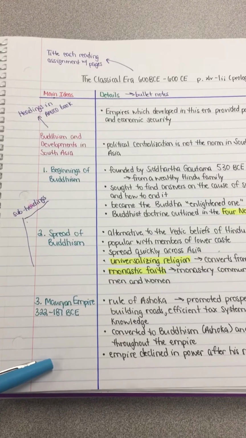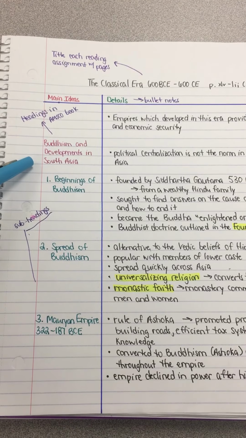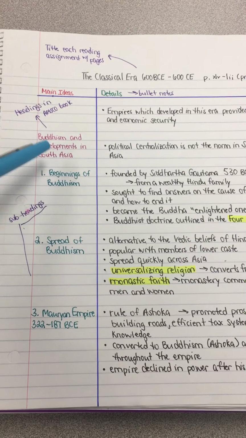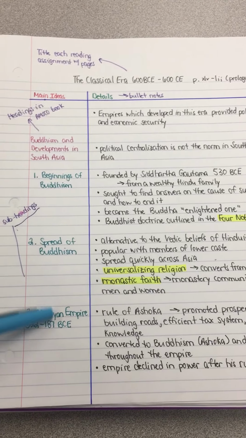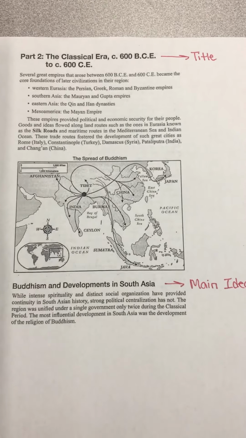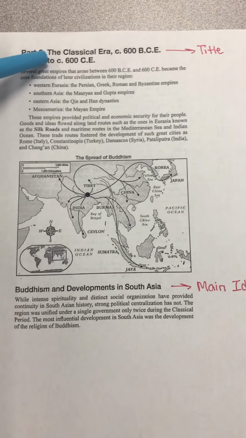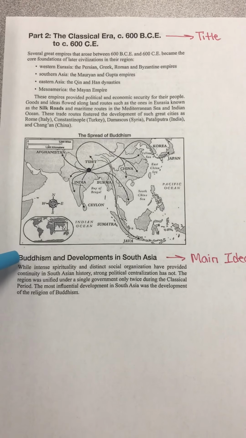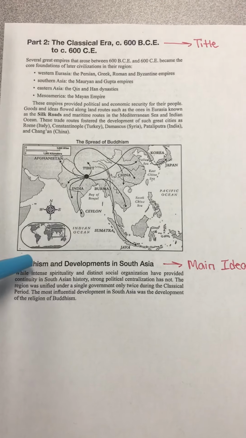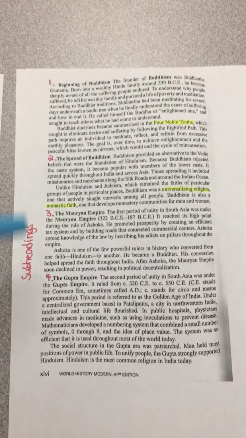We're going to have the specific details that correspond with the main ideas in the book. Okay, so the way that the readings are set up in your AMSCO book is it's going to have a main heading or your main idea, and it's going to have subheadings. So over here is an example from the first reading that you're going to do. So this is the title, the classical era, and this is the first main heading, Buddhism and developments in South Asia. Then on the next page is the subheading.